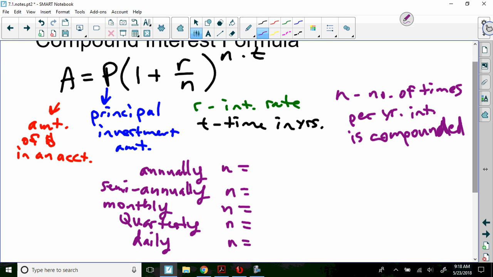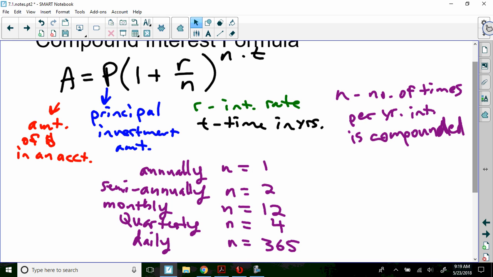So what's N going to equal if it's annually? How many annuals are in a year? 1. What about semi-annually? 2. Monthly? 12. Quarterly? 4. And daily? 365. And don't say 360. Well, you couldn't say 366 in a leap year, but for all these problems, we never worry about leap years. Okay? So the last thing we need to do today is use this formula, and we'll be done.